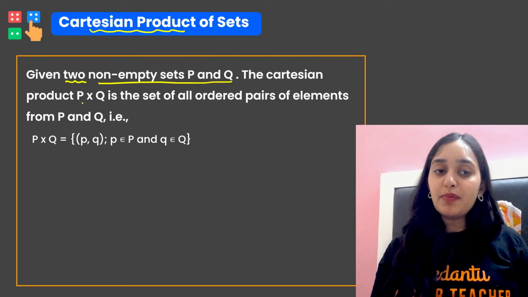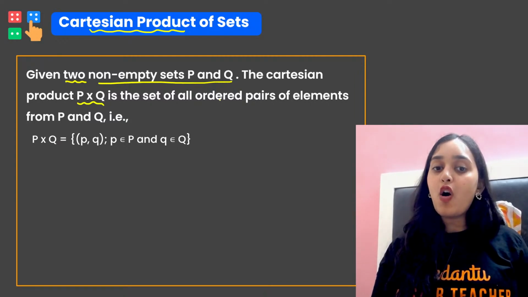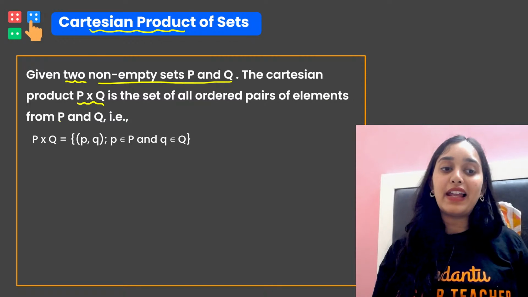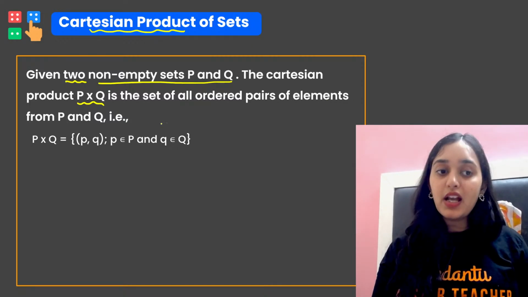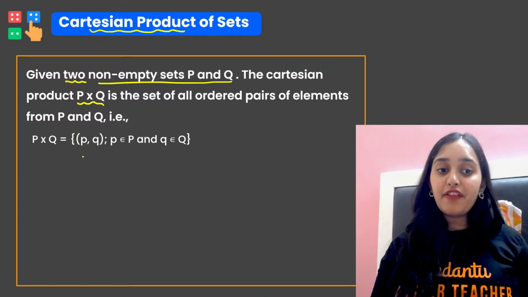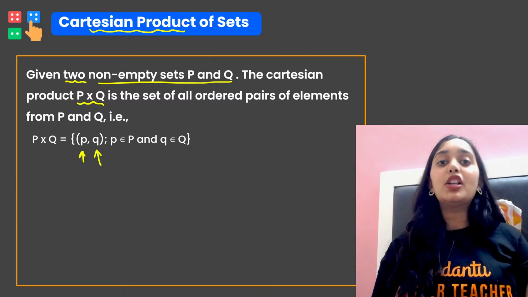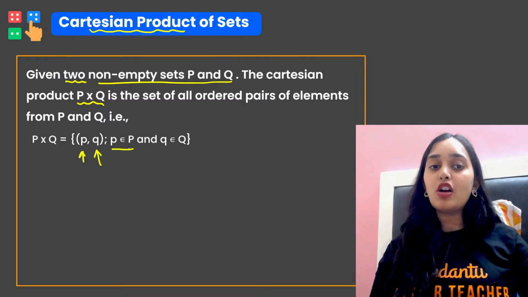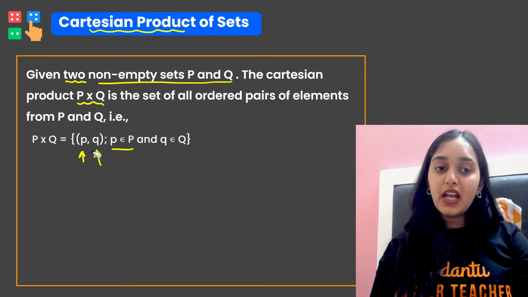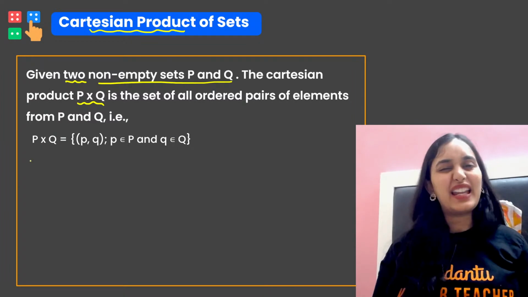The Cartesian product P cross Q is the set of all ordered pairs of elements from P and Q. That is, P cross Q is basically every ordered pair where the first element belongs to the first set, capital P, and the second element, small q, belongs to the second set, capital Q. Understood? I know, not understood.